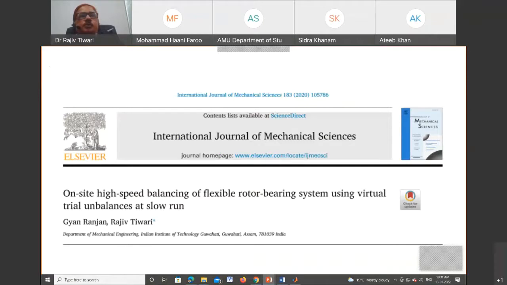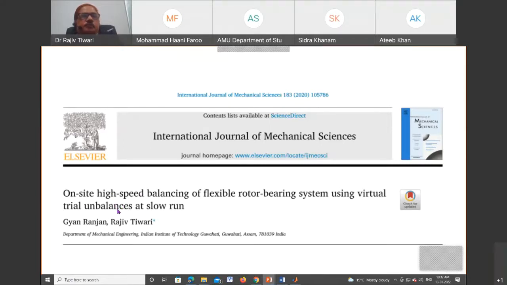Then we extended that particular method. As I mentioned previously, it is often very difficult to rotate the unbalanced rotor at operating speed without balancing. So in this procedure, we tried to develop a method to run the rotor at slow speed, take the measurement and use that to balance the high speed rotor. In this particular case, we even use the virtual trial and balance.